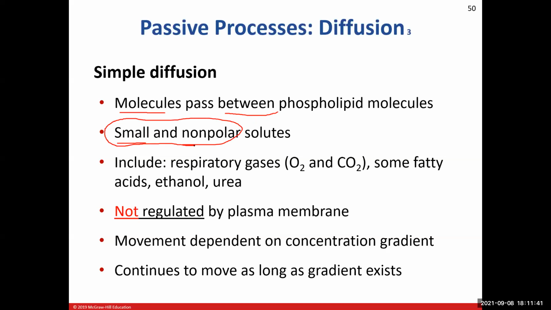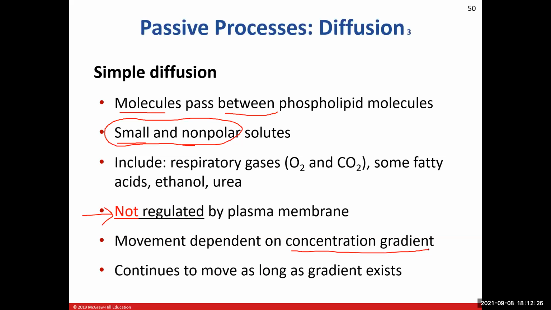So we see that in oxygen and carbon dioxide, which are respiratory gases. We'll see that in ethanol, urea, which is a waste product made by cells, right? It's made up of nitrogen, hydrogen atoms. So those molecules are very small and they're nonpolar, so they can move right through those phospholipid molecules. So that means that we are not regulating the movement of those solutes via the plasma membrane. The plasma membrane does not do any type of regulation on that. So that means that really what is going to influence the movement of these molecules or these solutes is the concentration gradient.